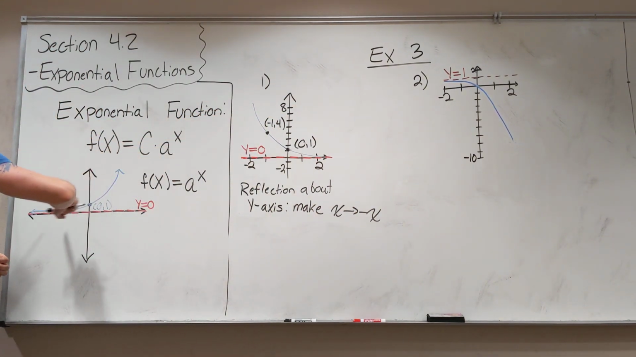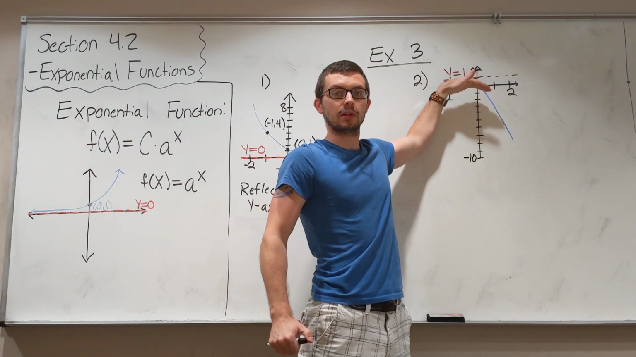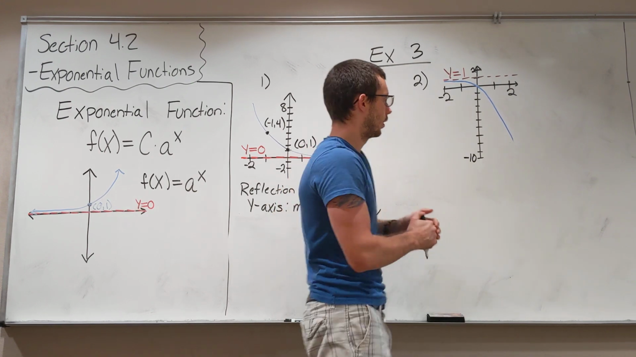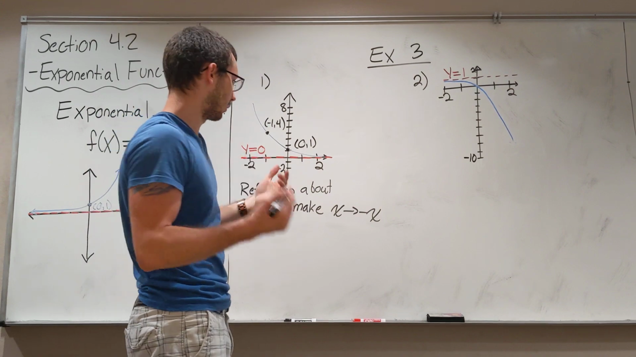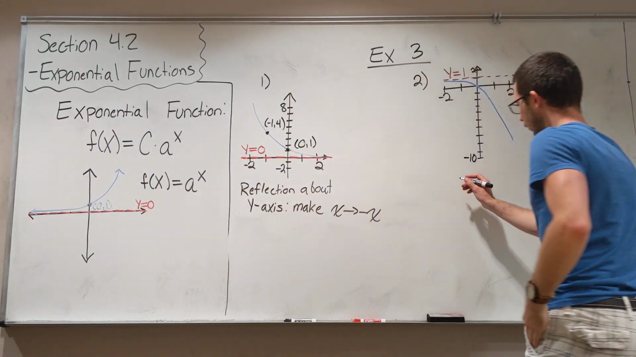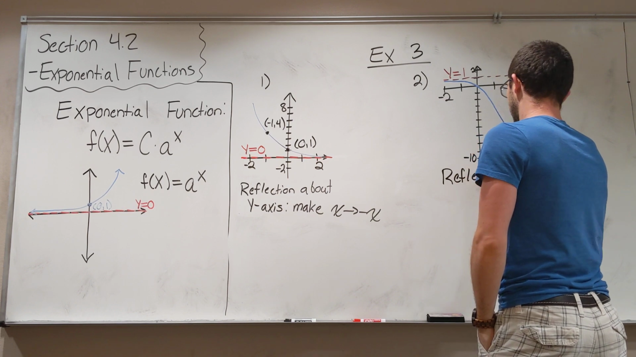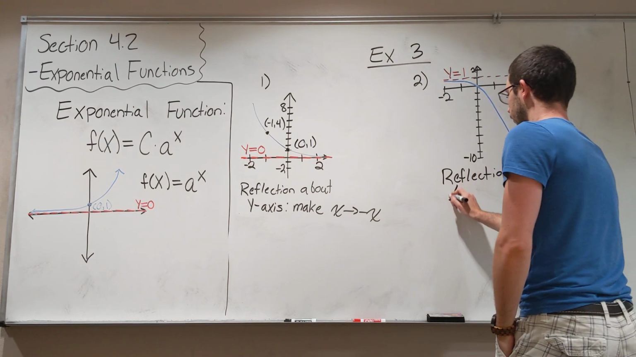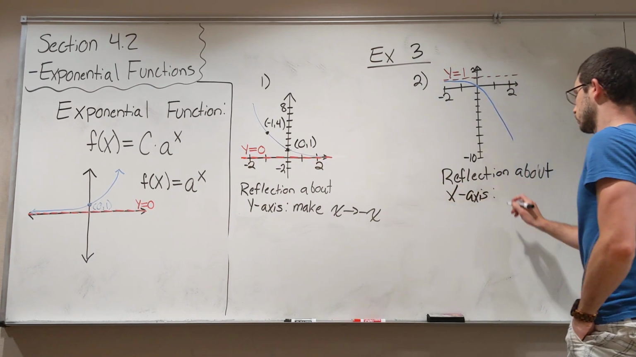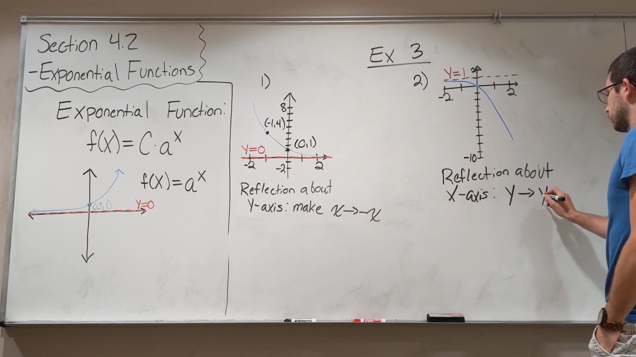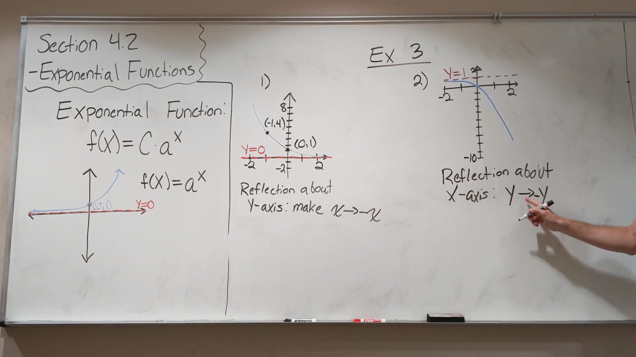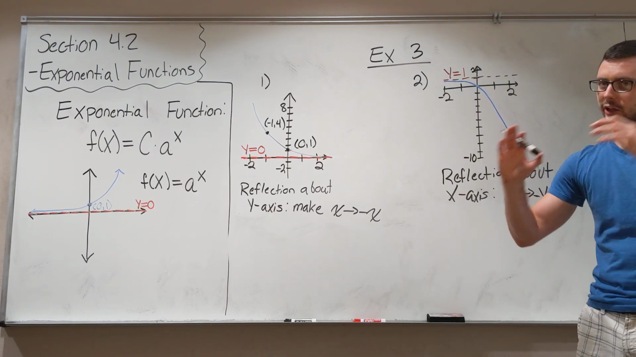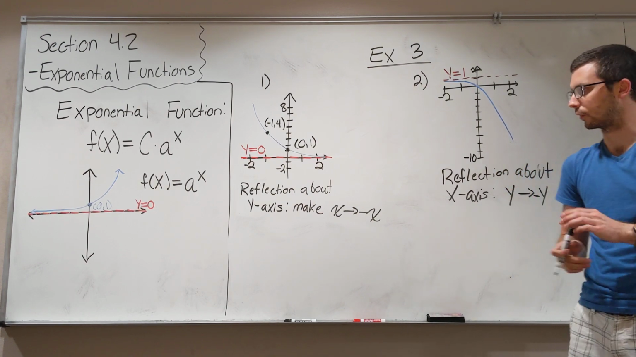Before, the shape's going upwards like this, and now that exact shape seems to be reflected. In particular, it seems to be reflected about the x-axis. So if something reflects about the x-axis, so not the y-axis, so a reflection about the x-axis, what I'm going to put is that y becomes negative y. In other words, this means you put a negative in front of the whole function. So that's what this refers to.